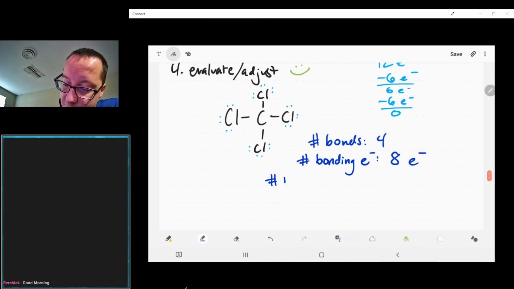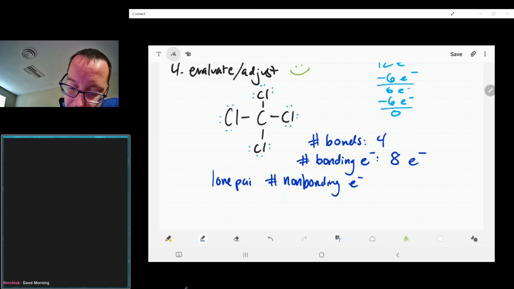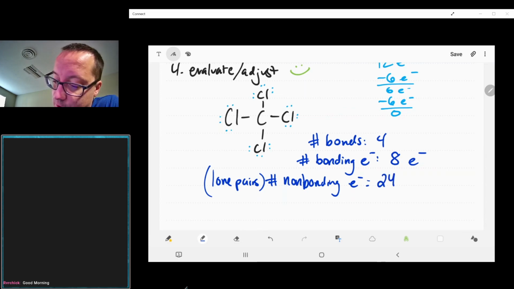If we have non-bonding electrons, those are lone pairs. Let's see, how many lone pairs do we have? If we're asking for non-bonding electrons, we have to count every single electron. So we have 2, 4, 6, 8, 10, 12, 14, 16, 18, 20, 22, 24. We have 24 non-bonding electrons, or 12 lone pairs.